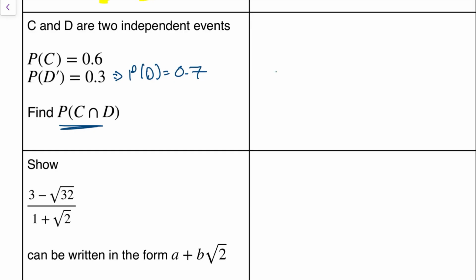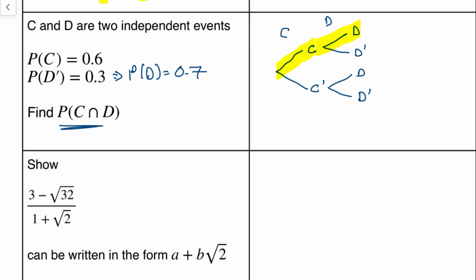So if I draw a tree diagram, the tree diagram is the event C happening, and either C can happen or C cannot happen. And the event D happening is here, so D can either happen or D cannot happen. And again, D can happen or D cannot happen. And when I'm thinking about P intersection D, I am by definition thinking about the fact that C happens and then D happens as well.